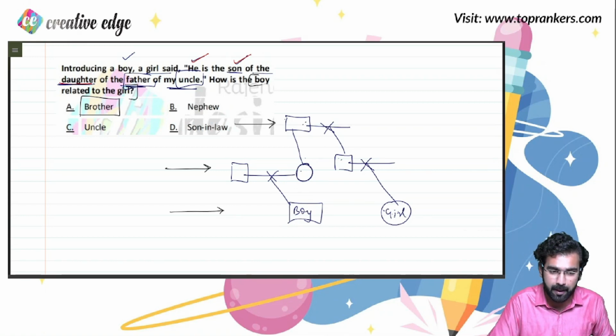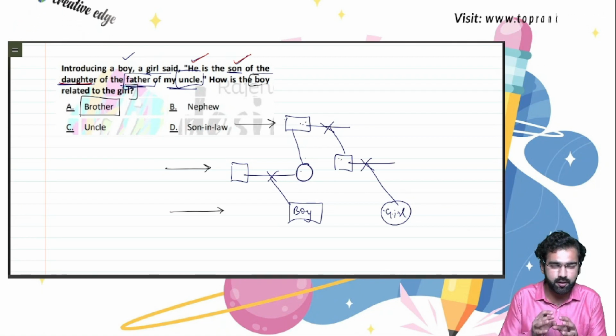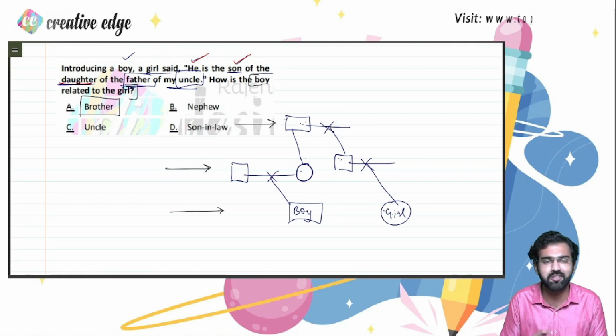Obviously, the girl's father and the boy's mother's father are the same. That means the boy and girl are clearly siblings. They are brother and sister. In short, in a simpler, more specific language, they are cousins.